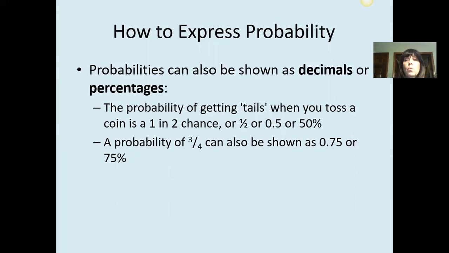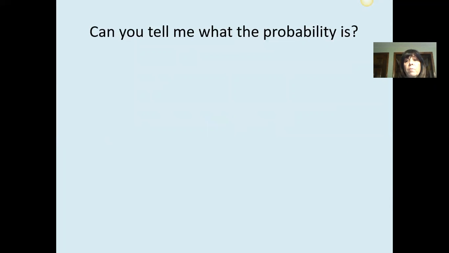You can also write your probabilities as decimals or percentages. So instead of writing a 1/2, you could write it as a 0.5 or 5/10, or you could change it to a decimal, which is 50%. Same thing with the probability of 3 over 4. You can also write it as 0.75 or 75%.